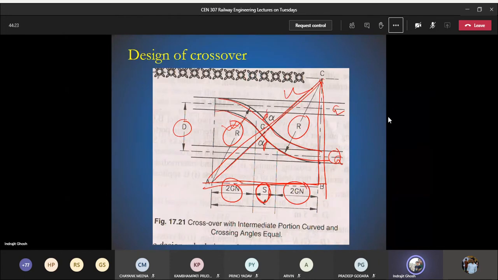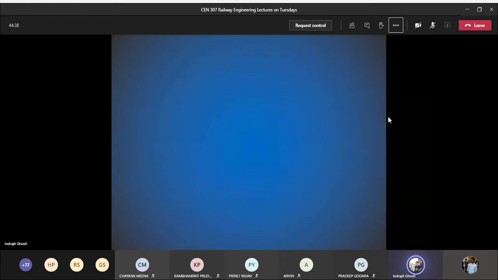So we need to know S. As S is a part of the overall length, let us start with AB. AB is the overall length. Okay. So let us see how it goes. So we have a triangle where it is A, B, C. So from the property of the triangle, we can say AB square is equal to AC square minus BC square.